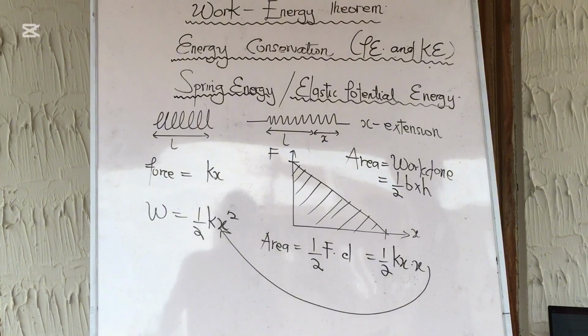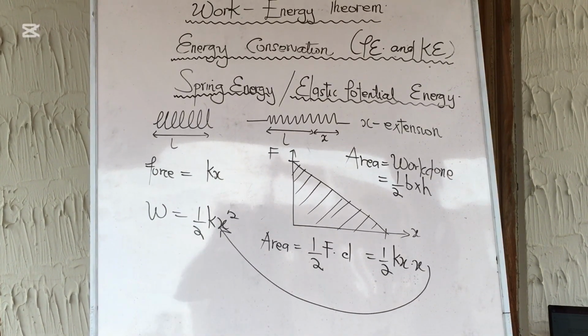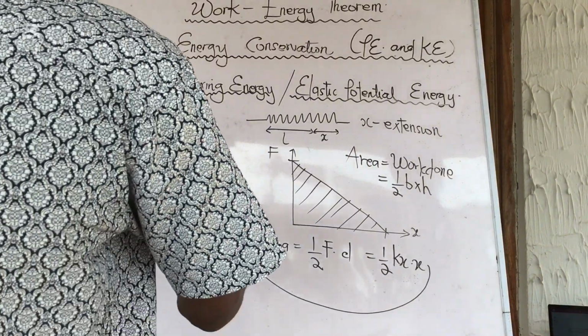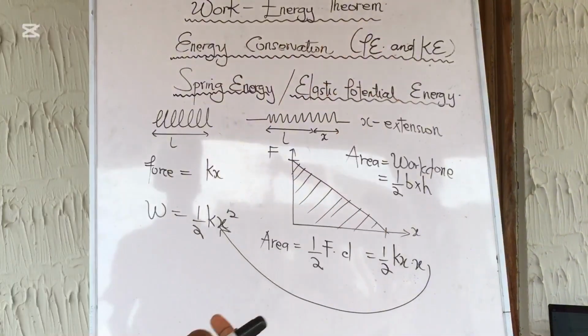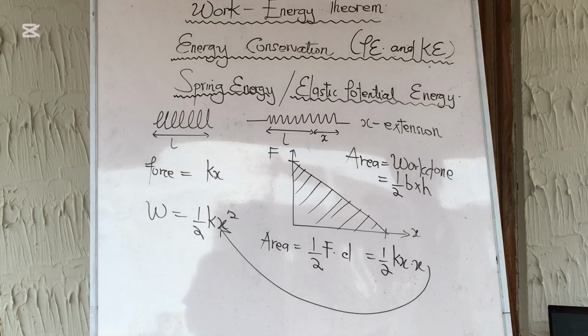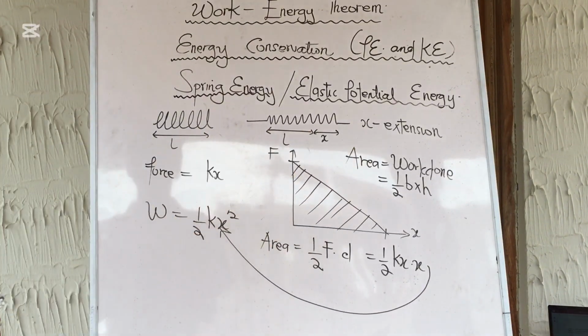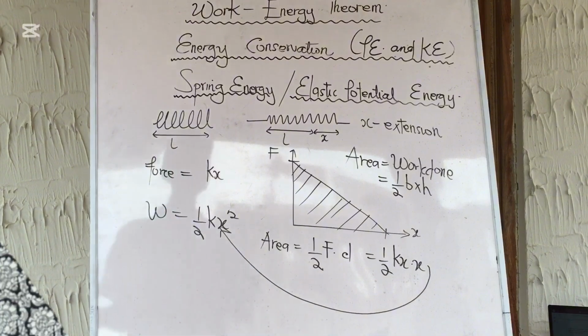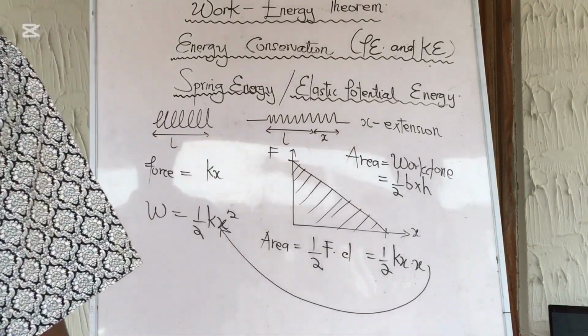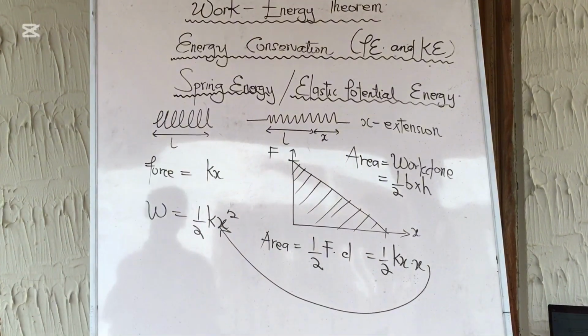So now let's look at the relation between elastic potential energy, or the spring energy, and kinetic energy. For instance, if you attach an object to a spring and you release it, remember that all the spring energy is going to convert to kinetic energy. That will enable the object to move from one point to another.